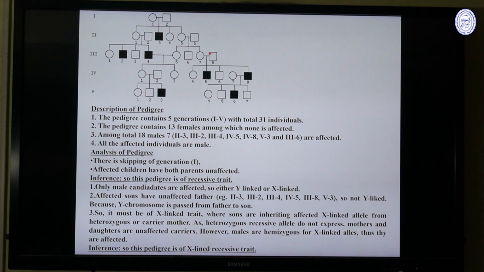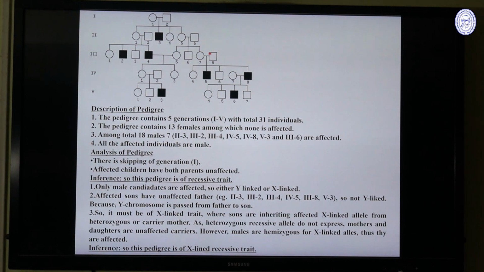If the child has a Y chromosome that is defective, the father cannot pass this Y chromosome to his son unless he has it himself. So, this is not the case. Here also, in case of 3, 2 and 3, 4, the father is unaffected. So, this is obviously not a case of Y-linked. So, it should be a case of X-linked.